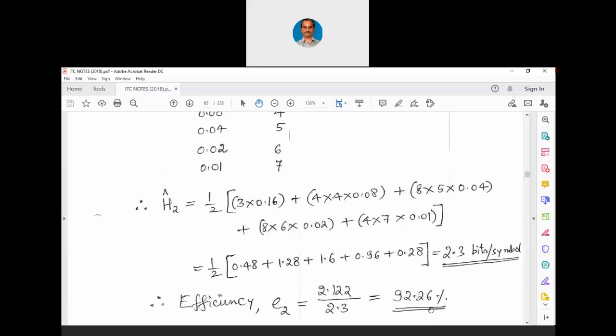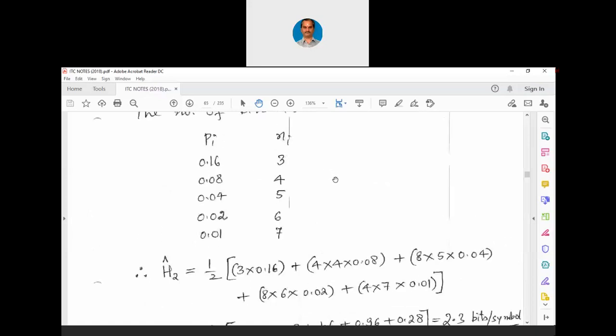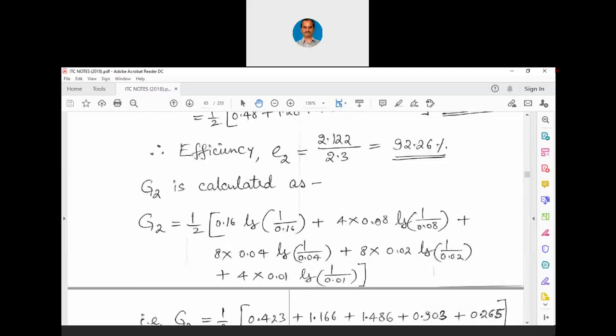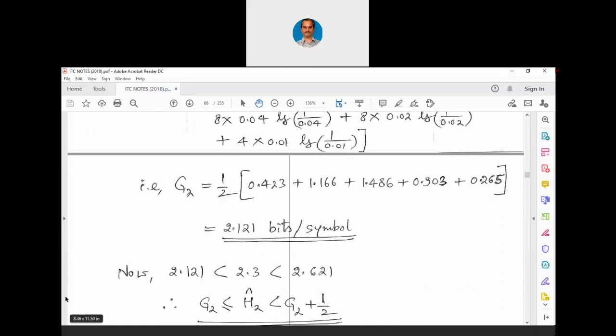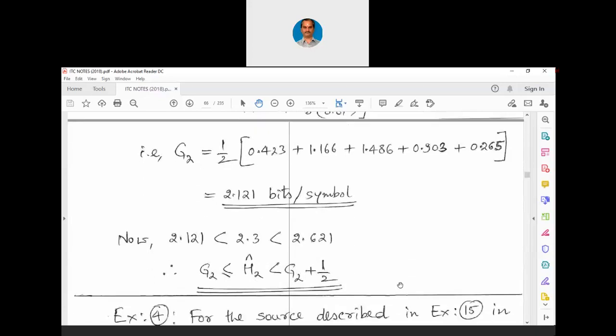So you can see the efficiency is 92%, which means redundancy is only 8% here. So we should say that this particular encoding is much more efficient. Why? There are 5 symbols and there are 2 symbols in each sequence. That is why the efficiency has increased. Even though we have not worked out the codes for each of these sequences, it is not asked here in this exercise. So now, whatever was asked for, G2 is less than or equal to H2 cap and it is less than G2 plus half, which simply proves that Gn is less than or equal to Hn cap and that is less than Gn plus 1 over n. That is proved in this exercise.